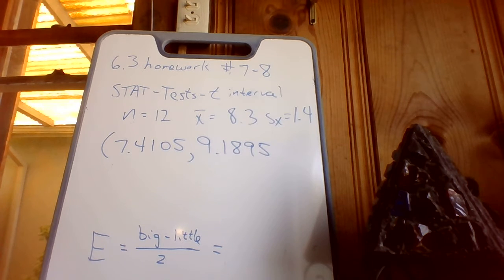There's my confidence interval. And then, just in case they ask for margin of error, big minus little divided by 2. 9.1895 minus 7.4105 and divided by 2. 0.8895.